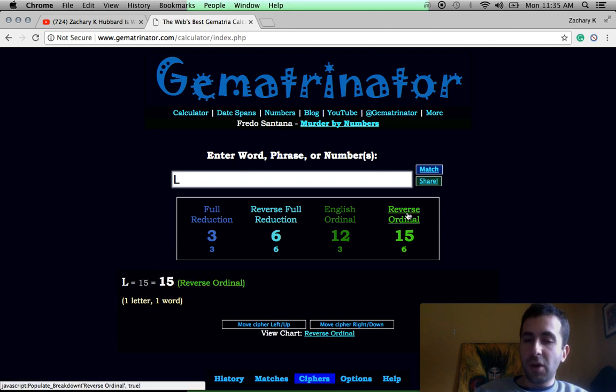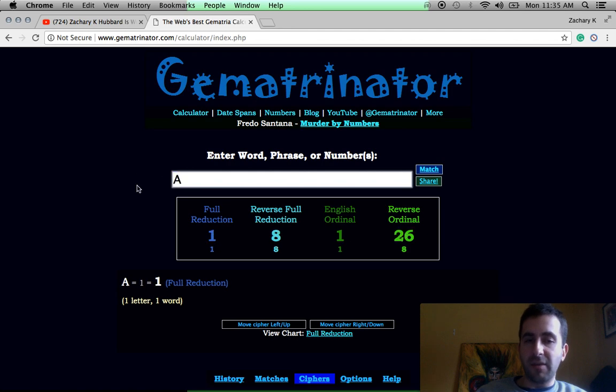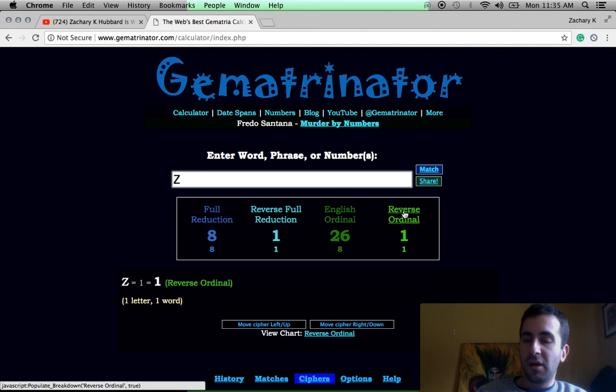Reverse ordinal, what's going on over here is it's the reverse alphabetic order. So let's go back to A. A is 1 using the alphabetic order. In reverse ordinal, A is 26. The alphabet's 26 letters long. Notice Z is the 26th letter in ordinal, the first in reverse ordinal.